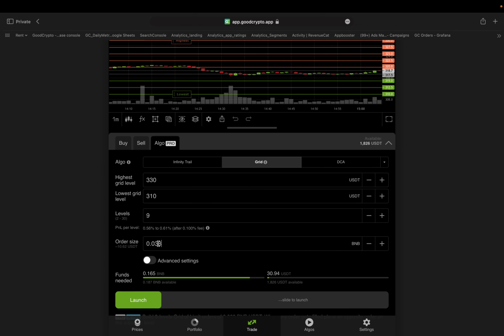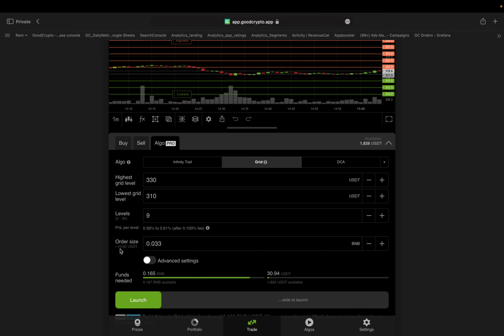So let's go back to this one. Once again, let me repeat that. If your order size field is empty and you hit the plus button for the first time, we set the minimum order amount, and it works the same way on the buy and sell tabs. So that's actually useful to run the app. Anyway, that's the order size. That's it.